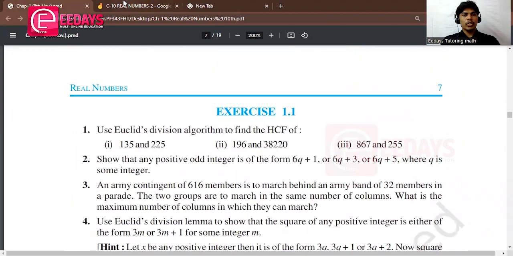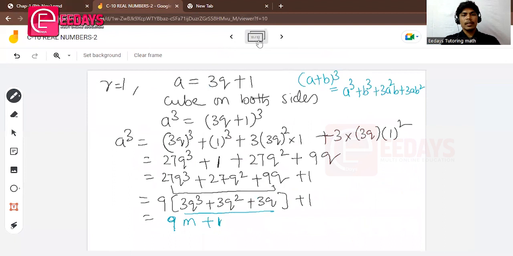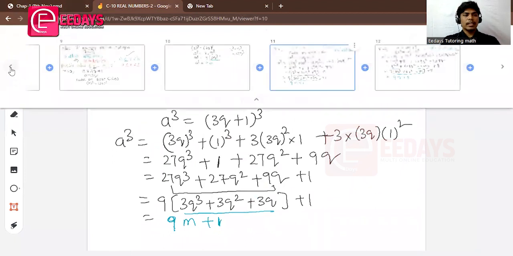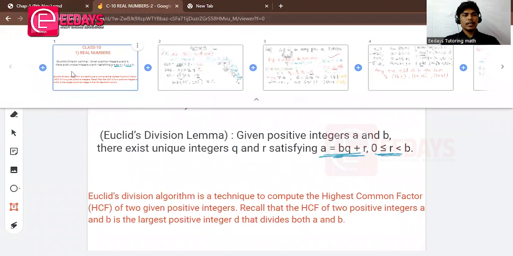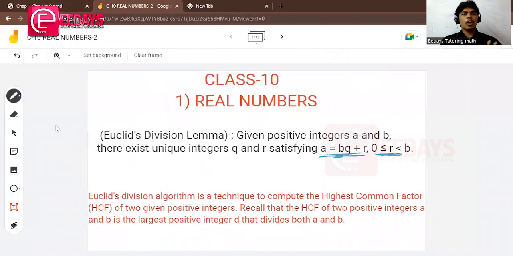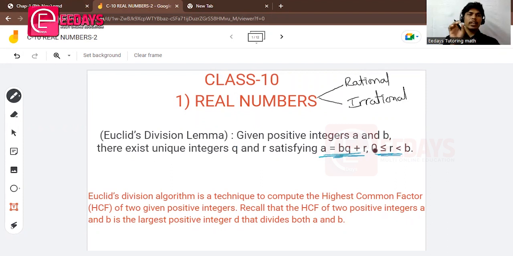How to do the Euclid division lemma method, where we started here. We just started here with the real numbers. The real numbers are a combination of rational numbers and irrational numbers. In the Euclid division lemma method, this is the condition: a is equal to bq plus r. The condition would be 0 less than or equal to r less than b. By using the Euclid division lemma method, we can find the HCF, highest common factor, for any two numbers. These things we already discussed.